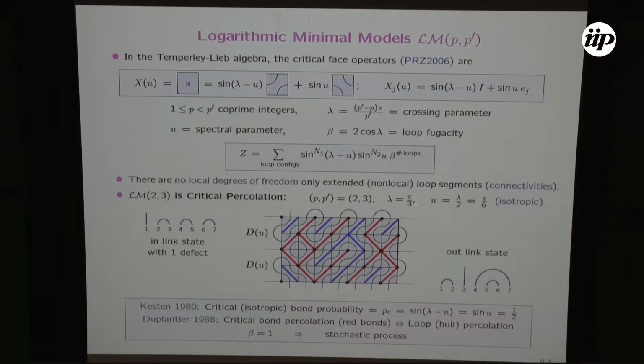When lambda is equal to pi on 3, for percolation, the loop fugacity becomes 1. So whenever you have a closed loop like this one, it is assigned a loop fugacity weighting, which is beta, but for percolation, beta is just 1, so the factors of beta to the number of loops effectively disappear, and in this case, the model is stochastic.